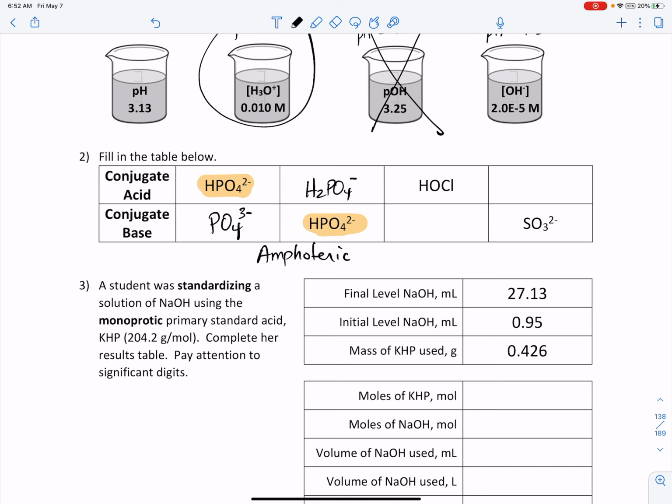HOCl, we're told here it's an acid. If it loses its hydrogen ion, you'll have OCl minus, and that's its conjugate base. Sulfite, SO3 2 minus, is a base. If it accepts a hydrogen ion, you'll have HSO3, and it's accepting a positive, so the charge goes up by 1, and now it's minus.